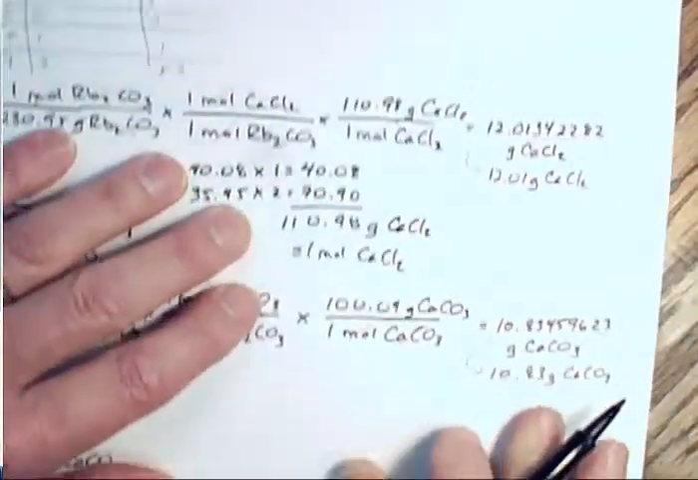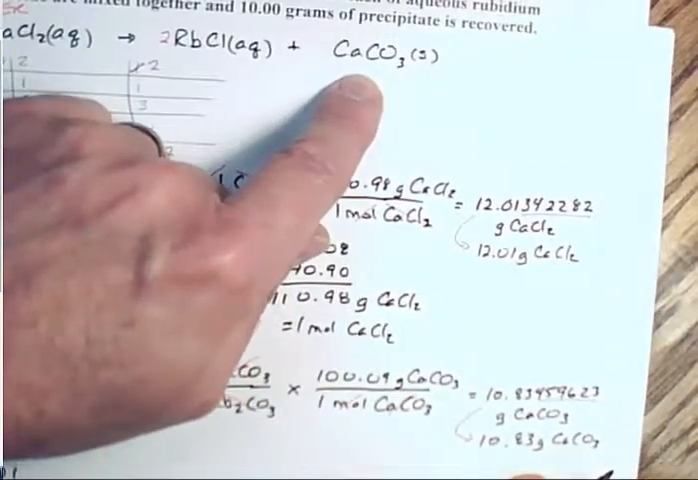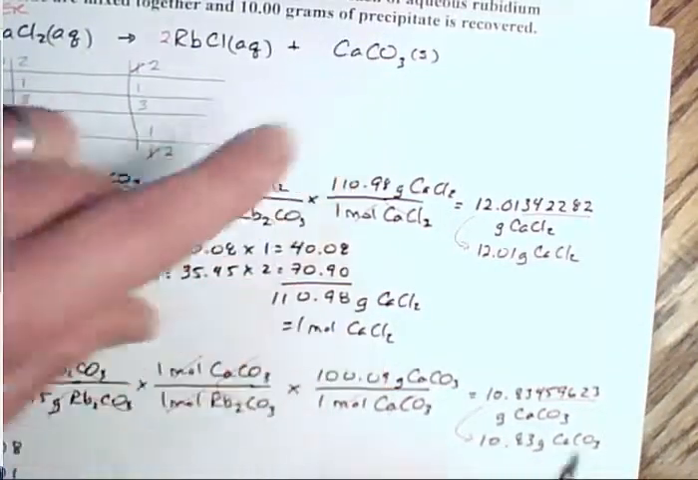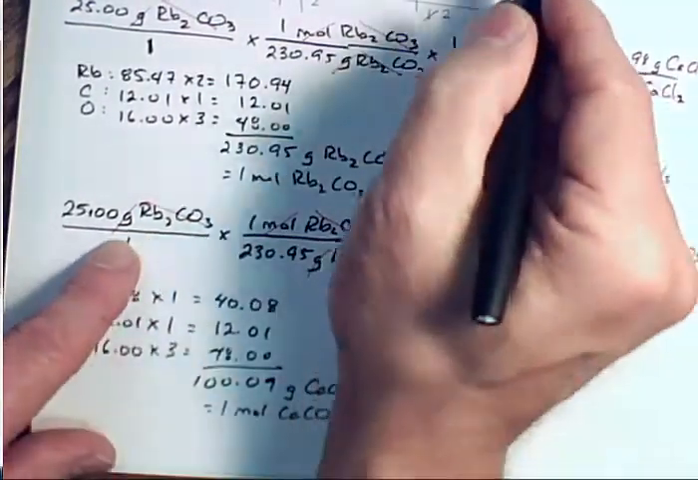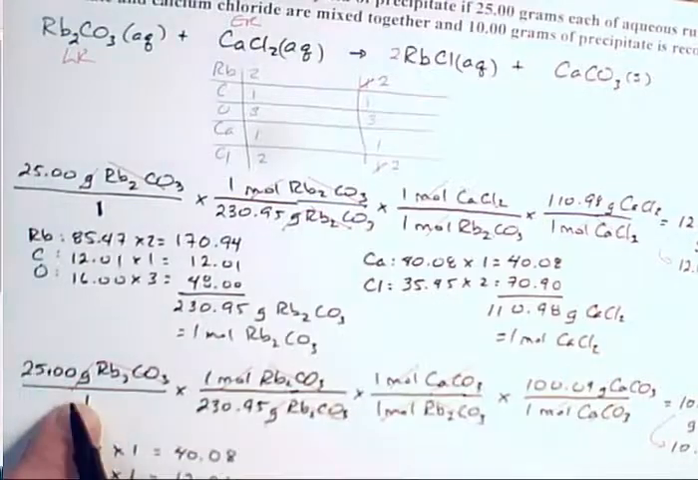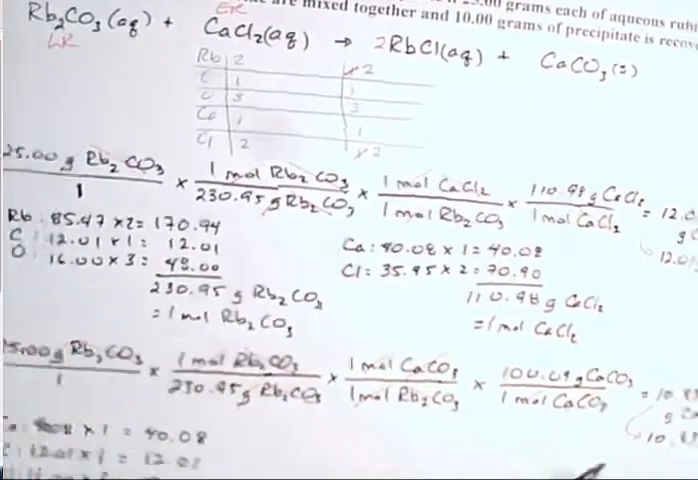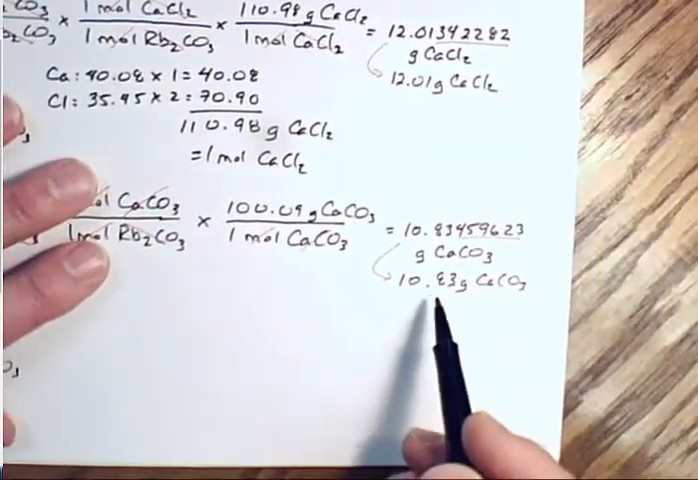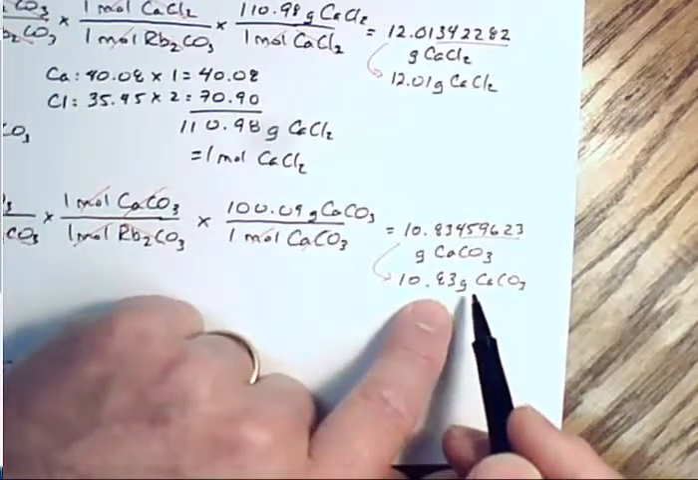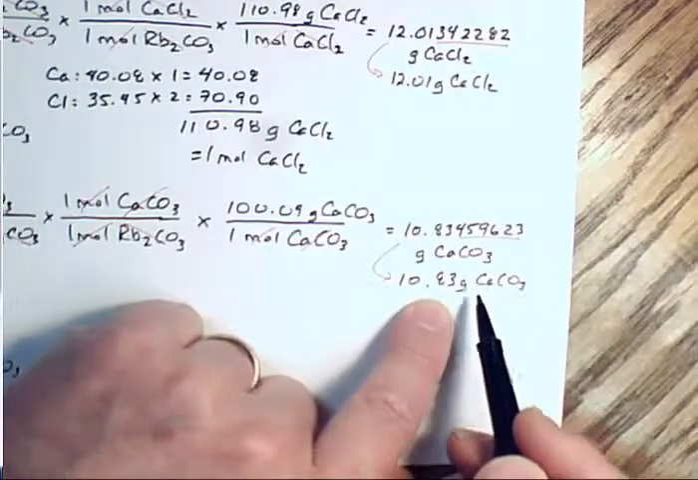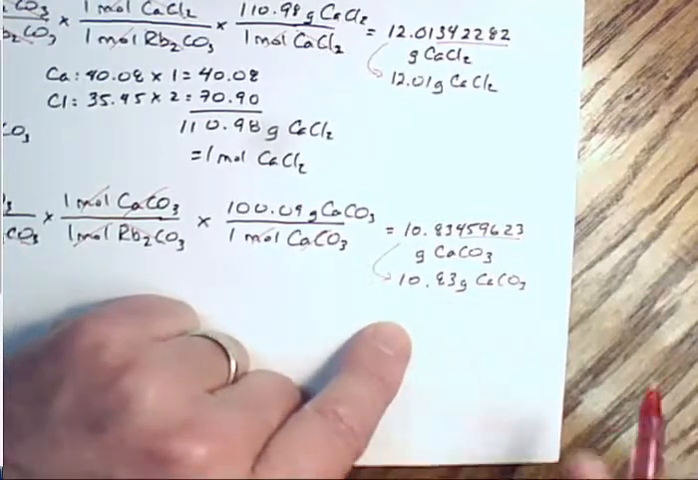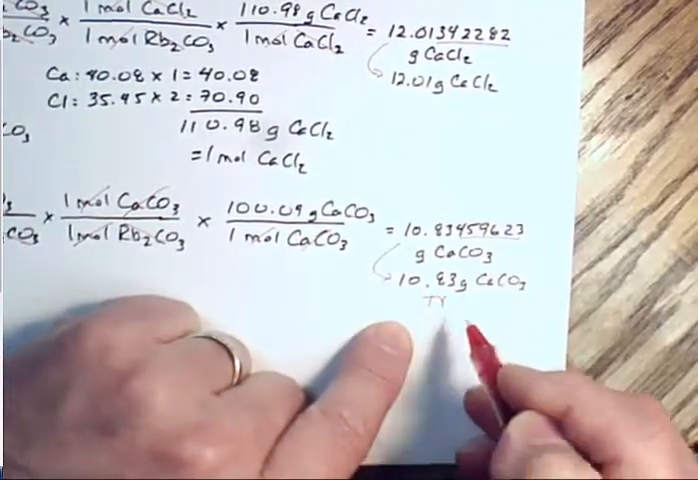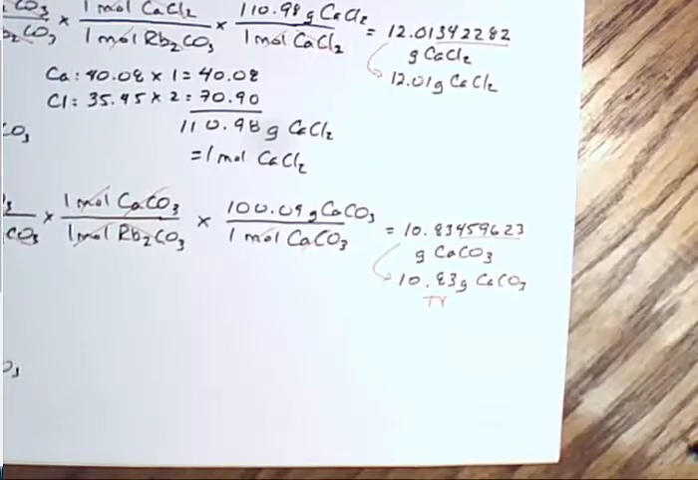So this is a product. Okay, here's the product we're looking for, calcium carbonate. We found out that starting with the limiting reactant, the given amount in the problem, 25 grams of rubidium carbonate, we calculated our way to the theoretical yield of 10.83 grams of calcium carbonate. That's a theoretical yield. Just put TY here for theoretical yield, okay?